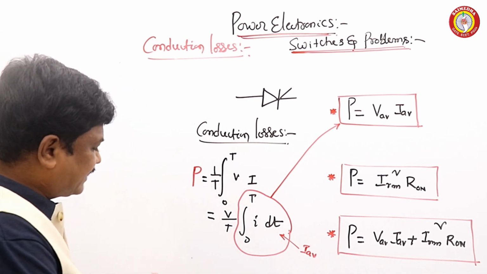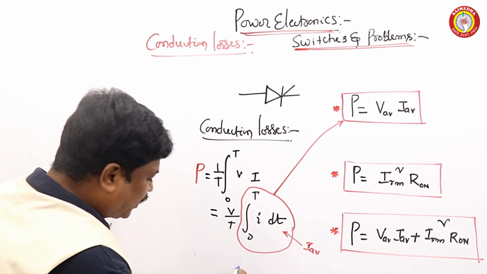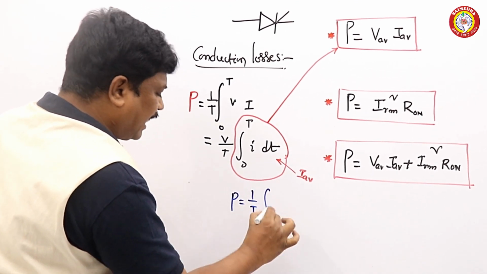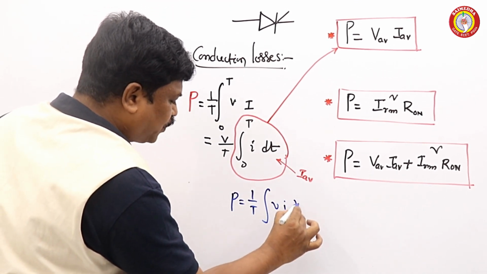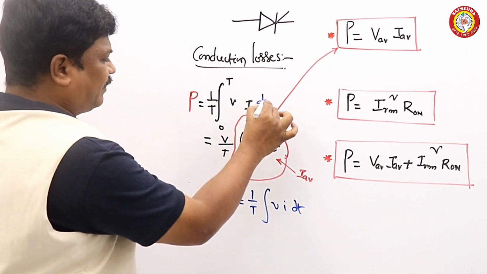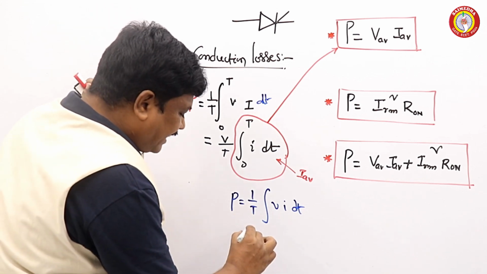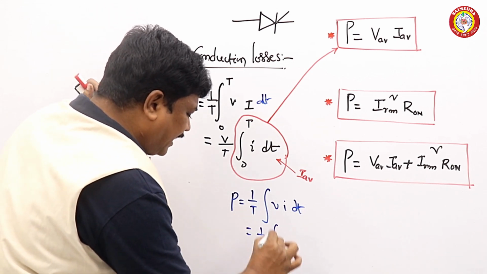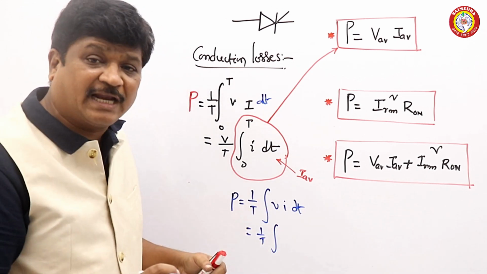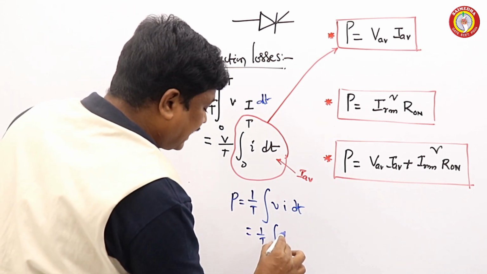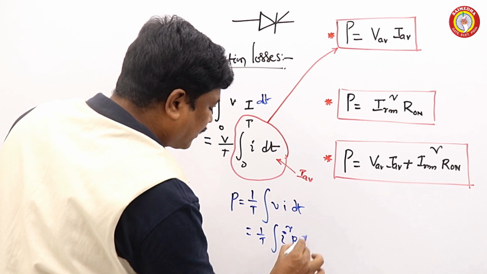And one more we are going to observe. P is equal to 1 by T integral of V into I into dt. Of course, here also dt will be there. Don't forget that. But what I will write is 1 by T integral of, instead of V, what can we write? IR we can write. So this I can write as I square R into dt.